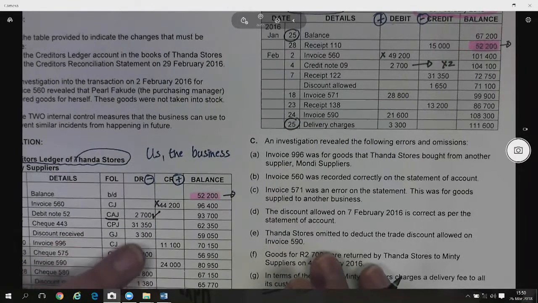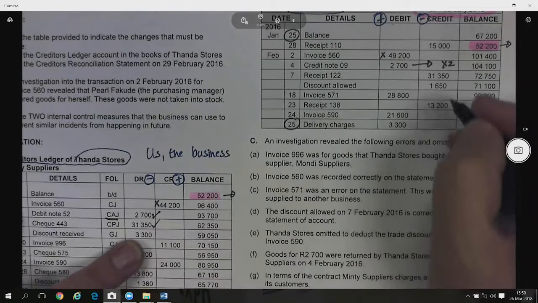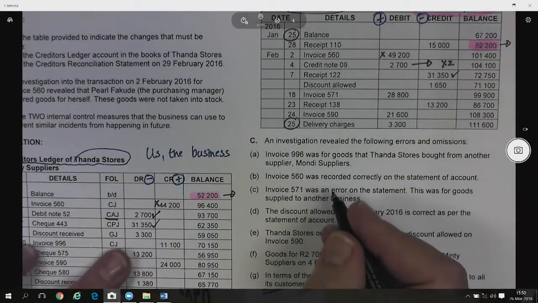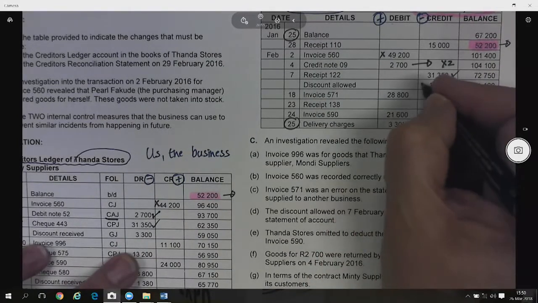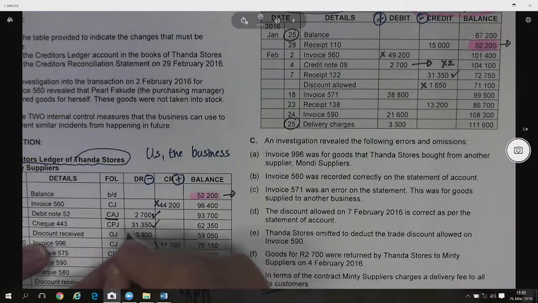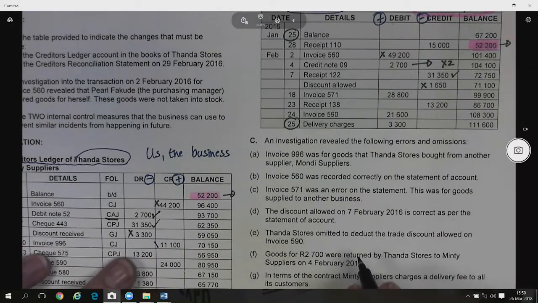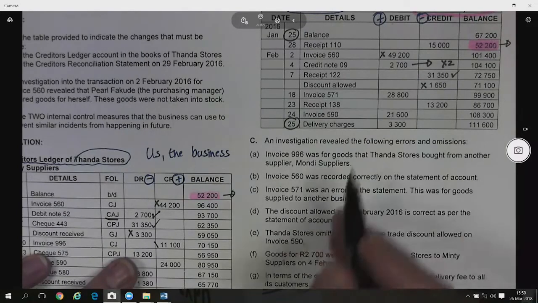I've got a check here, 31350. I can tick that one. We can tick that one. I've got discount received, discount allowed. The amounts differ, so we can just do this there. I've got an invoice that's not there.